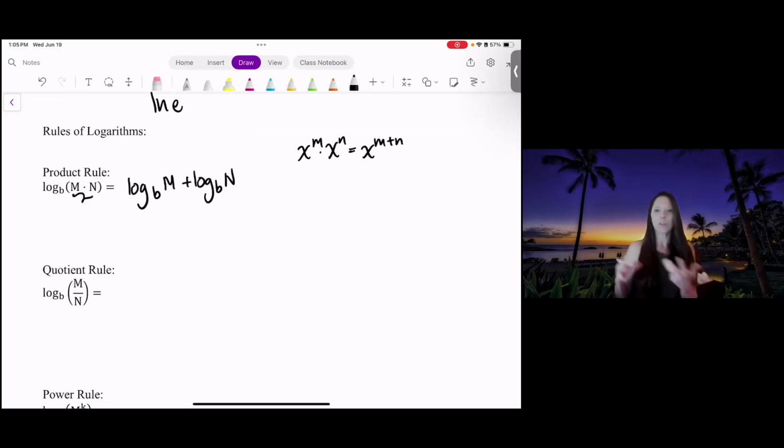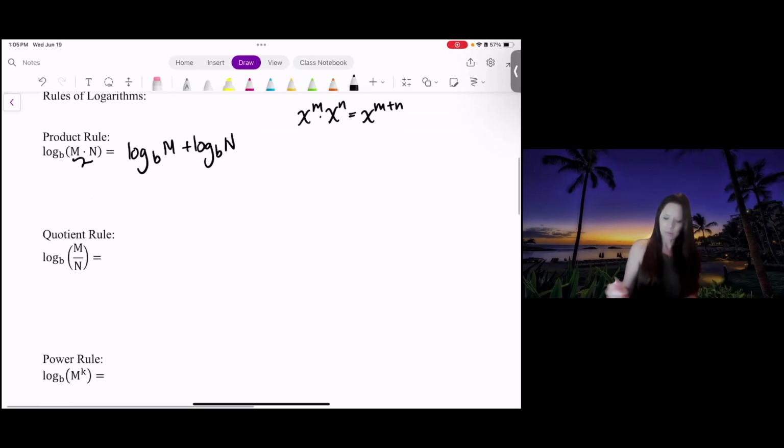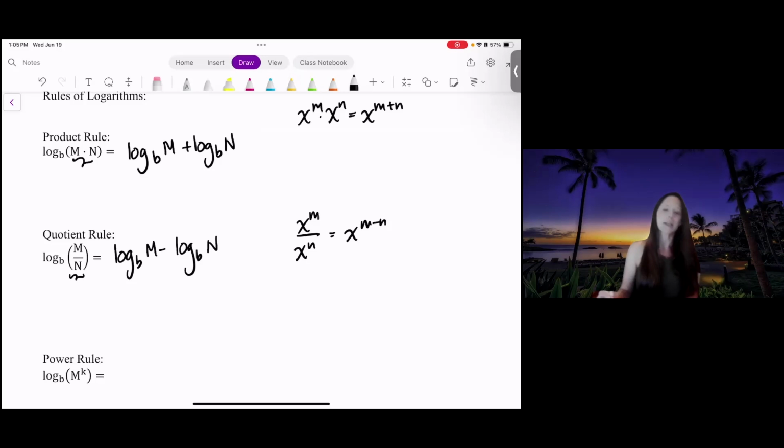Thinking about what you know for the quotient rule of exponents, what do you think the quotient rule of logarithms is going to be? I have a quotient in here, which is a fraction. That division is going to turn into subtraction. Log base b of m minus log base b of n. And again, the exponent rule would be x to the m minus n. So there's that relationship again.